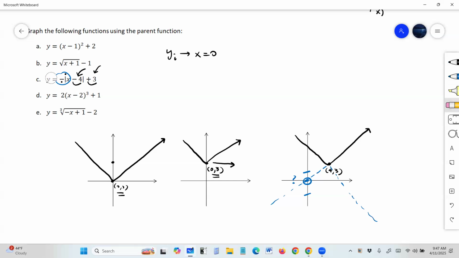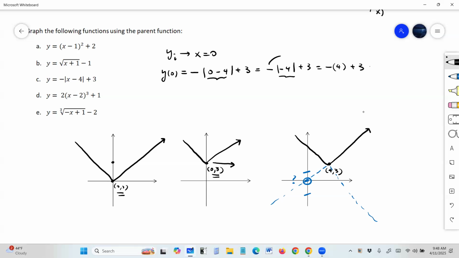Okay, so I'm going to evaluate the function at 0, which is minus absolute value of 0 minus 4, plus 3. Right, so inside the absolute value sign, I have minus 4 plus 3. Obviously, the absolute value of negative 4 is 4, but there's a minus on the outside. Right, so this is minus 4 plus 3. Obviously, minus 4 plus 3 is negative 1.